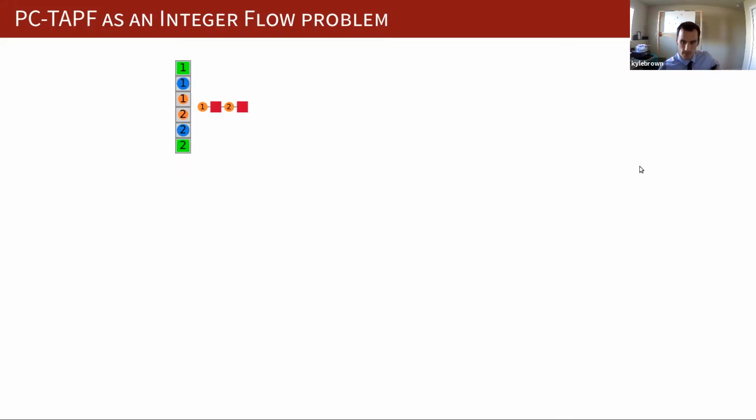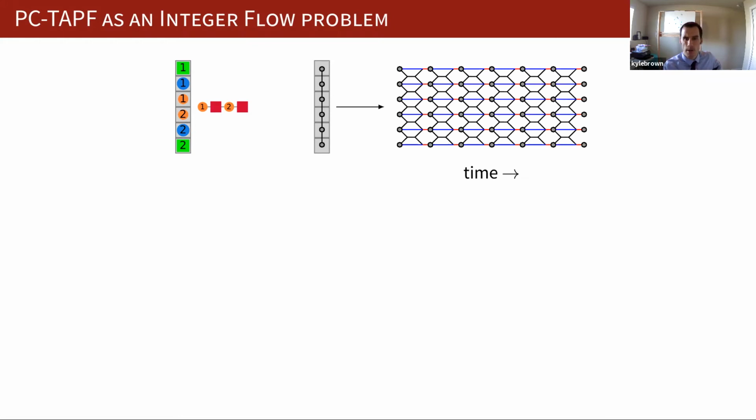Great. So in order to formulate PCT-APF as an integer flow problem, and you'll see in a moment why I've chosen to do this with a one-dimensional environment, we first take the environment graph and we extend it through time, where each vertex shown here in this time-extended environment graph corresponds to an environment vertex at a particular time step.